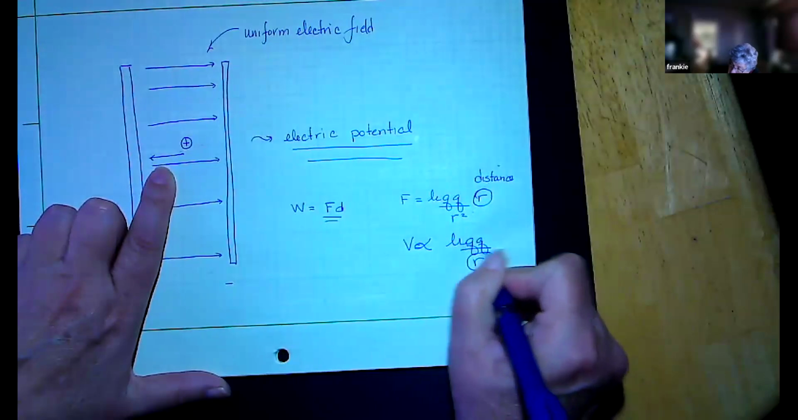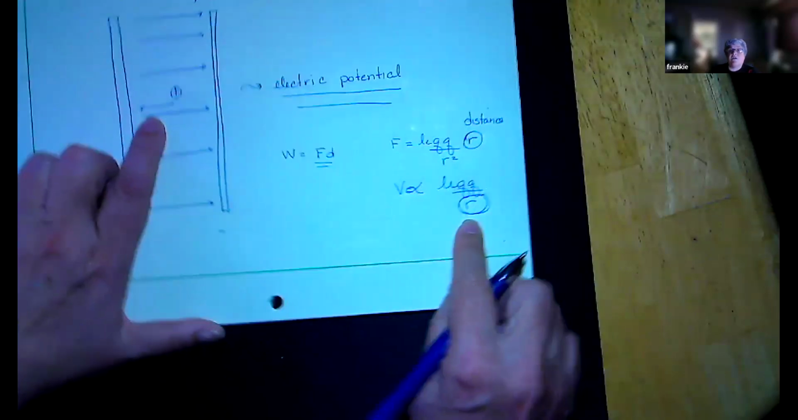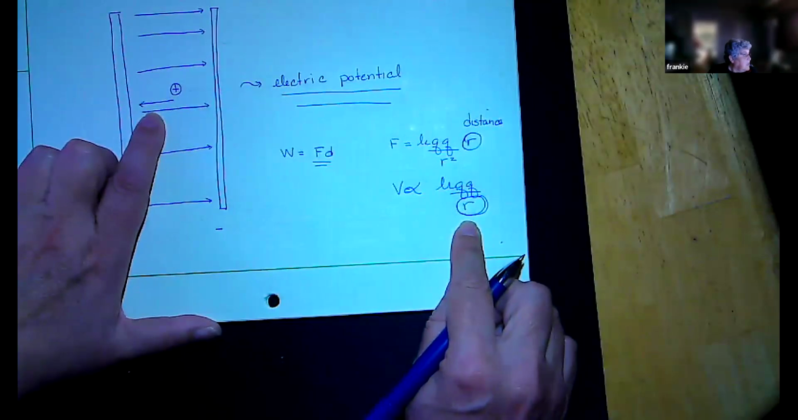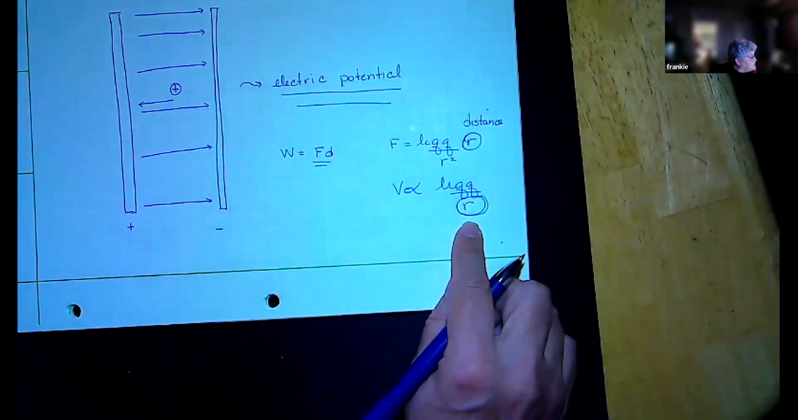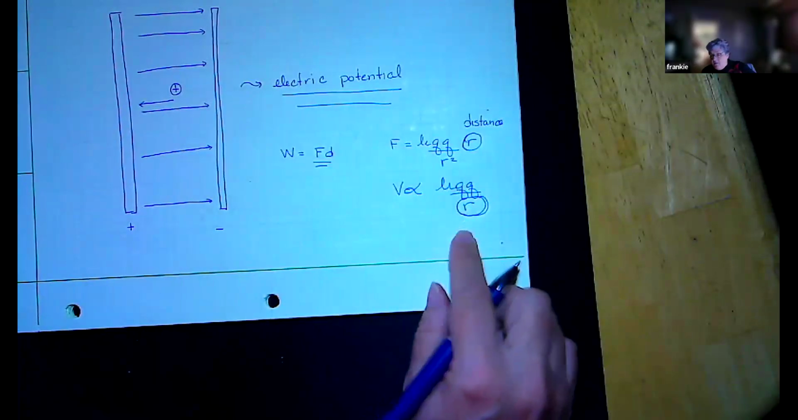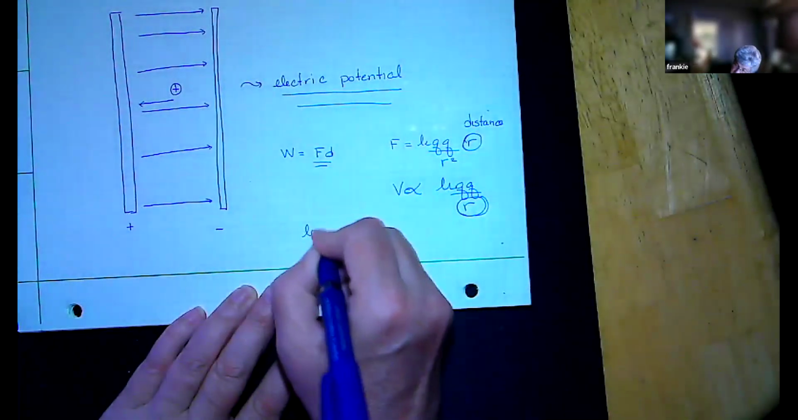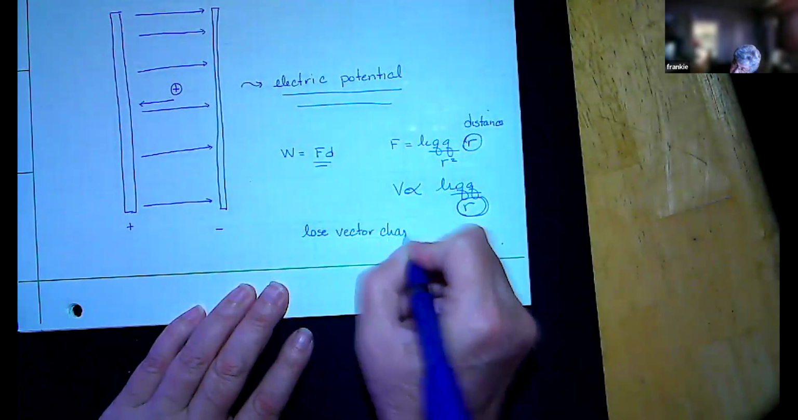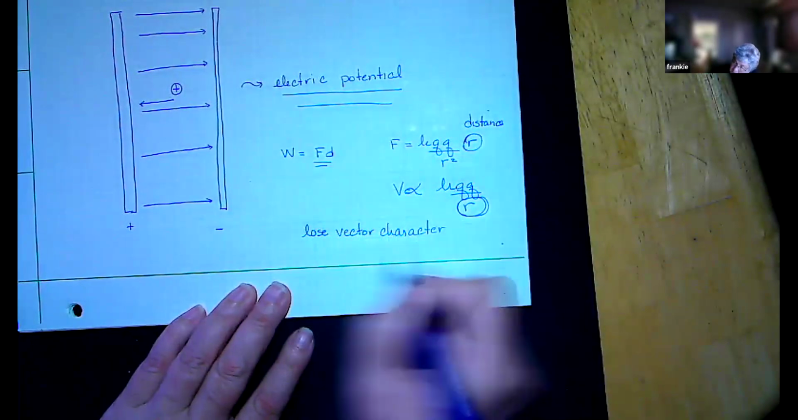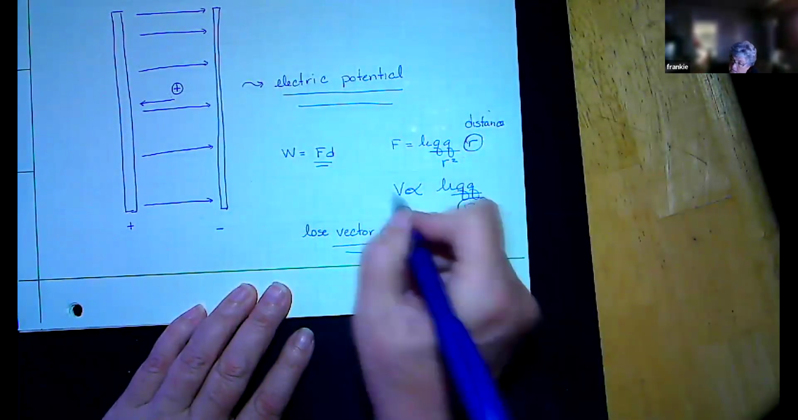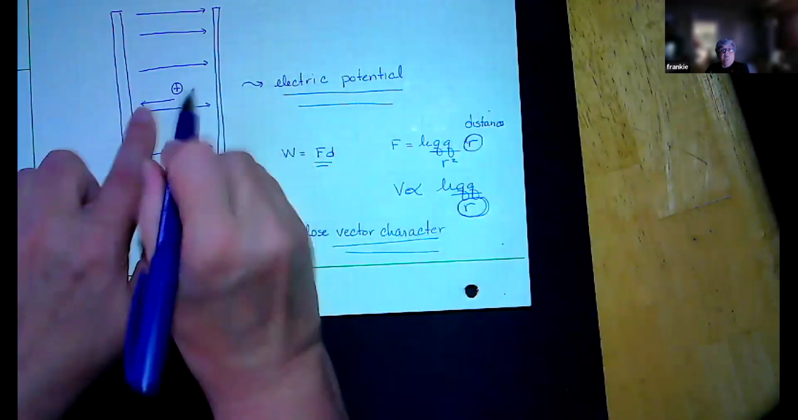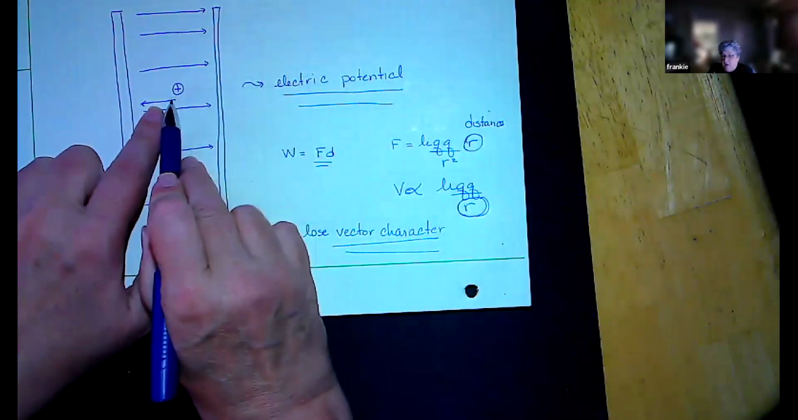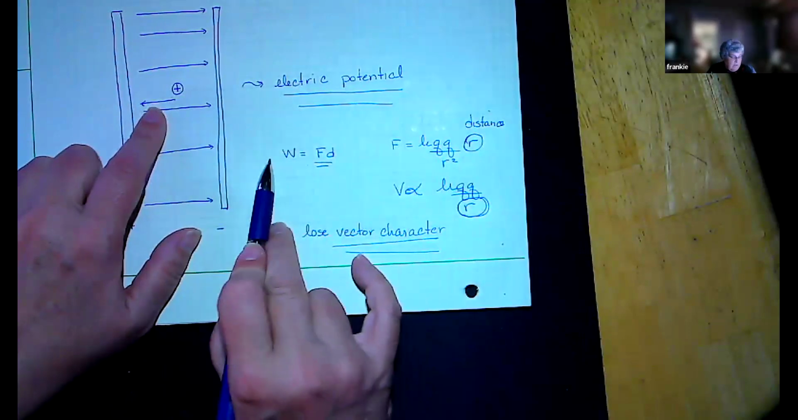And we're going to have our R here. We're going to lose the R squared, and we're going to lose our directionality. We also lose our vector character. So we're going to get this electric potential because it's going to work very much the same way as when we did our work and our gravitational potential.